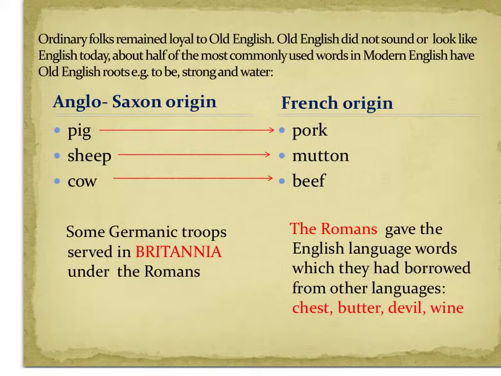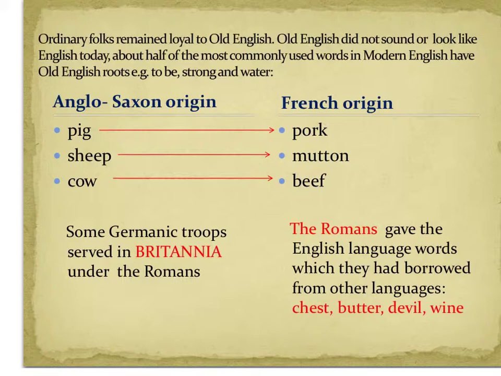Old English did not sound or look like English today, but about half of the most commonly used words in modern English have Old English roots. For example, to be, strong, and water. Words from Anglo-Saxon origin: pig, French origin: pork, sheep, mutton, cow, beef.